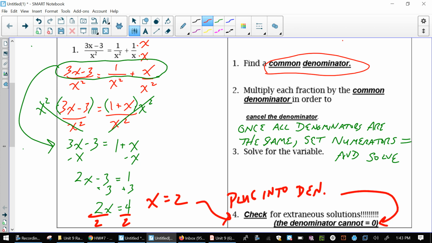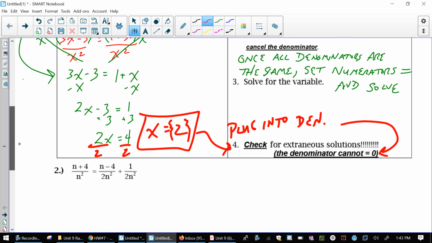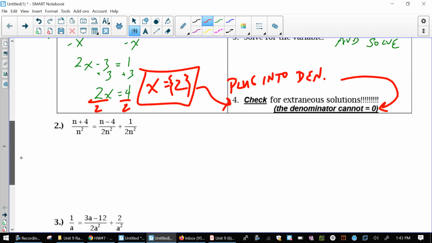So here, this is easy to do. Plug in 2. 2 squared is 4. Good, it's not 0. 2 squared is 4. Good, it's not 0. Plug in 2 is just 2. Good, it's not 0. So that means 2 is a legitimate solution. Let's write that in a solution set, and let's put a box around it so we know that we've checked. Okay? Let's keep going.